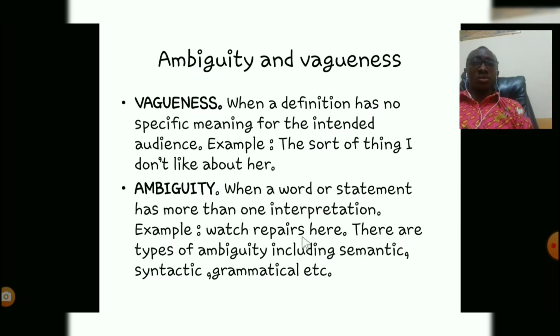That is ambiguous. So in critical thinking, we try to avoid being ambiguous. And there are a lot of ambiguities. We have semantic ambiguity, that is whereby a word has a lot of meanings. We have syntactic, that's the sentence opening to more than one interpretation. We have the grammatical, when the structure of the sentence is open to more than one interpretation.